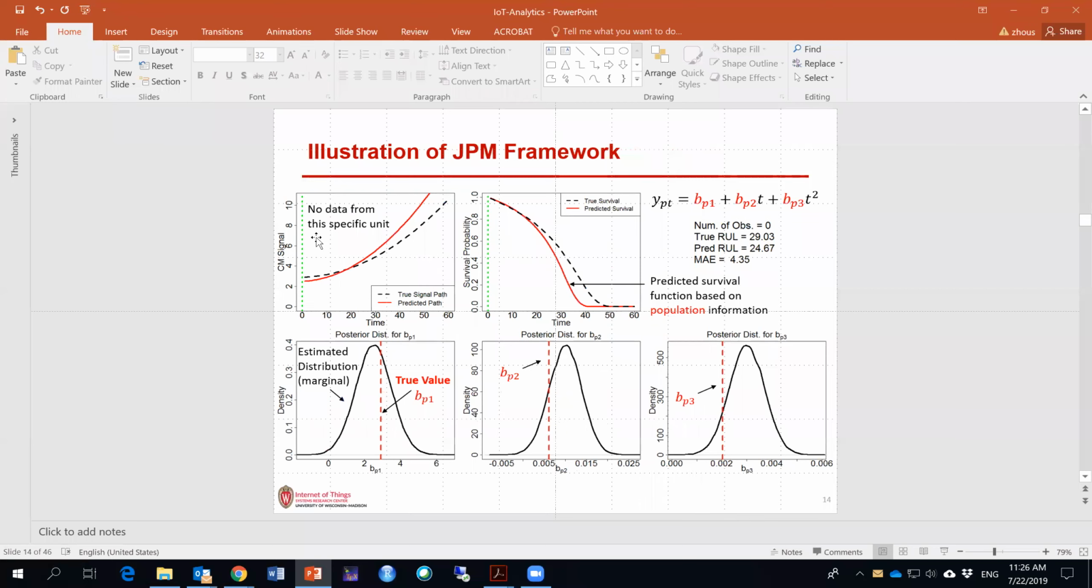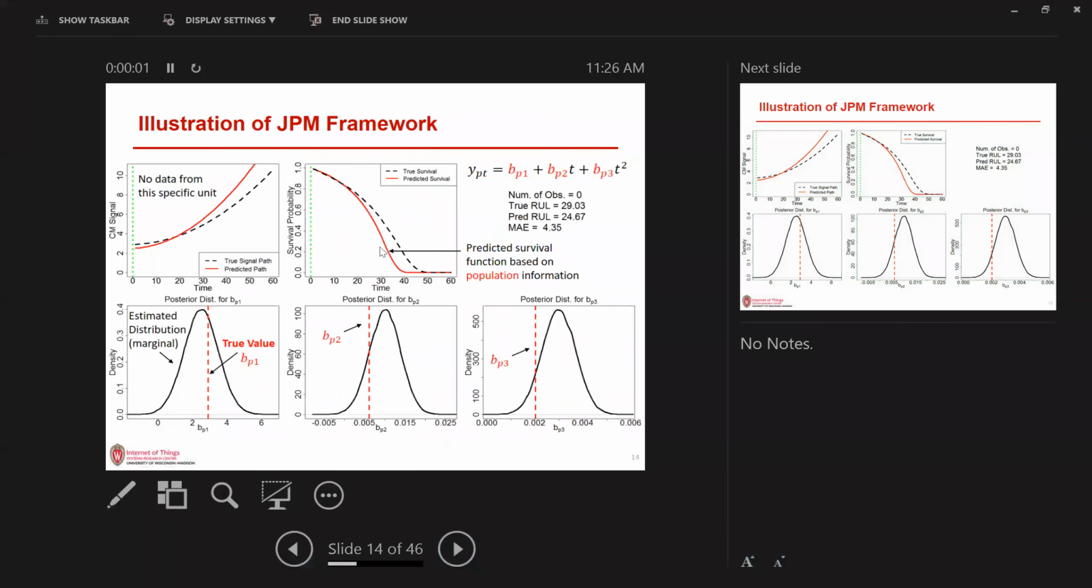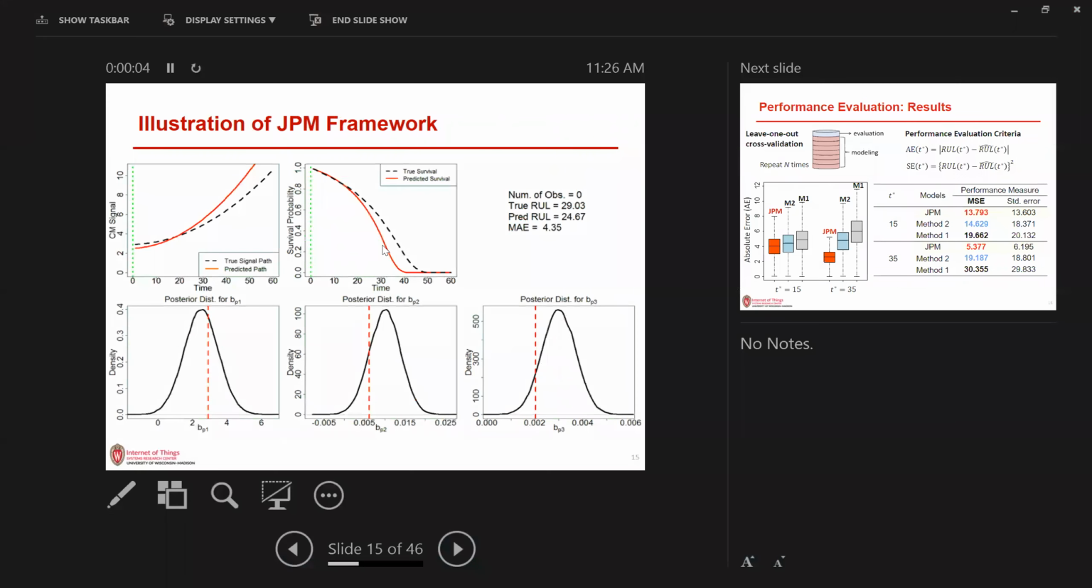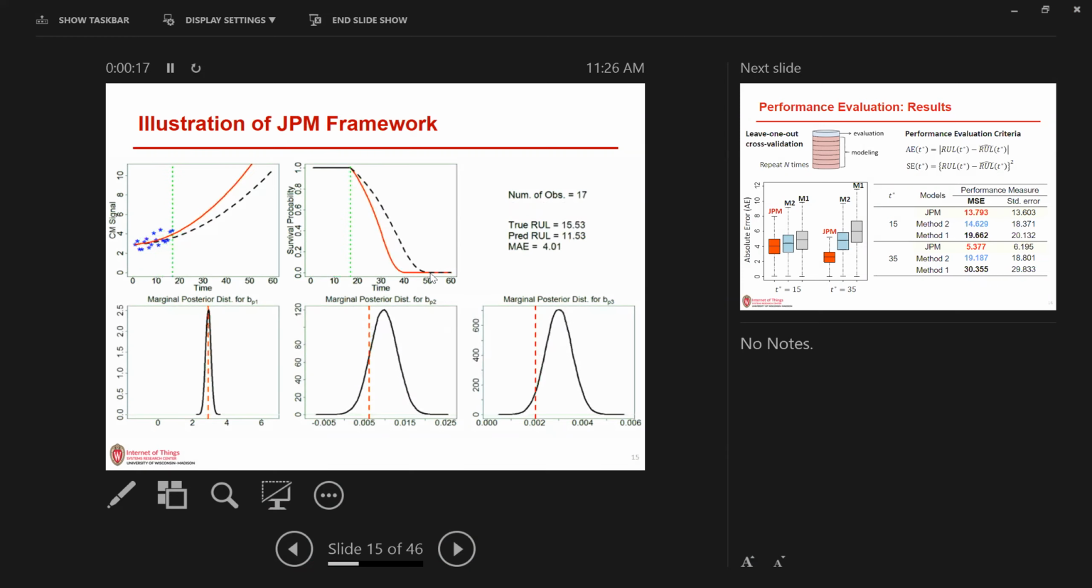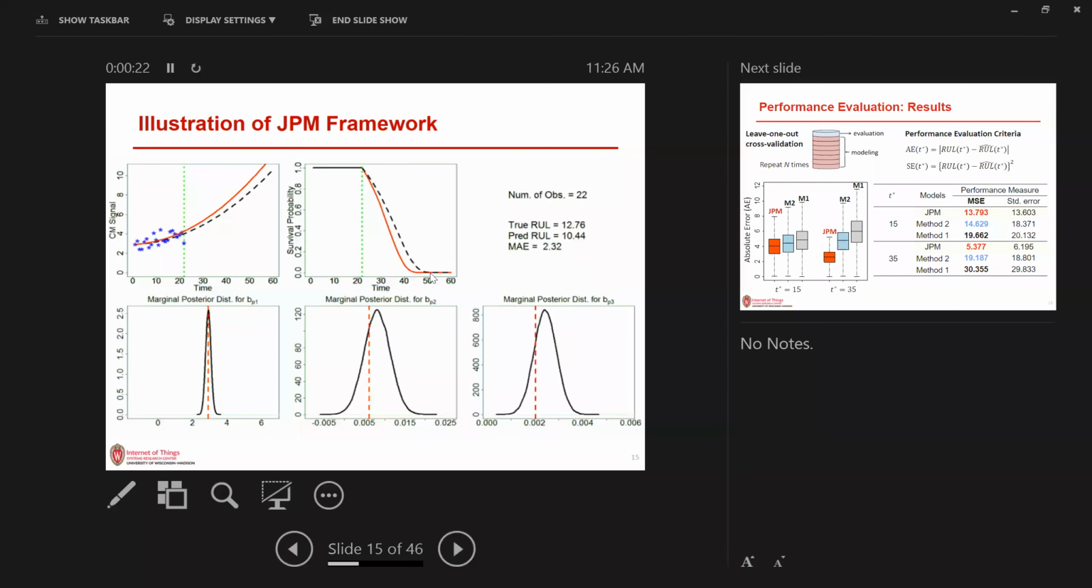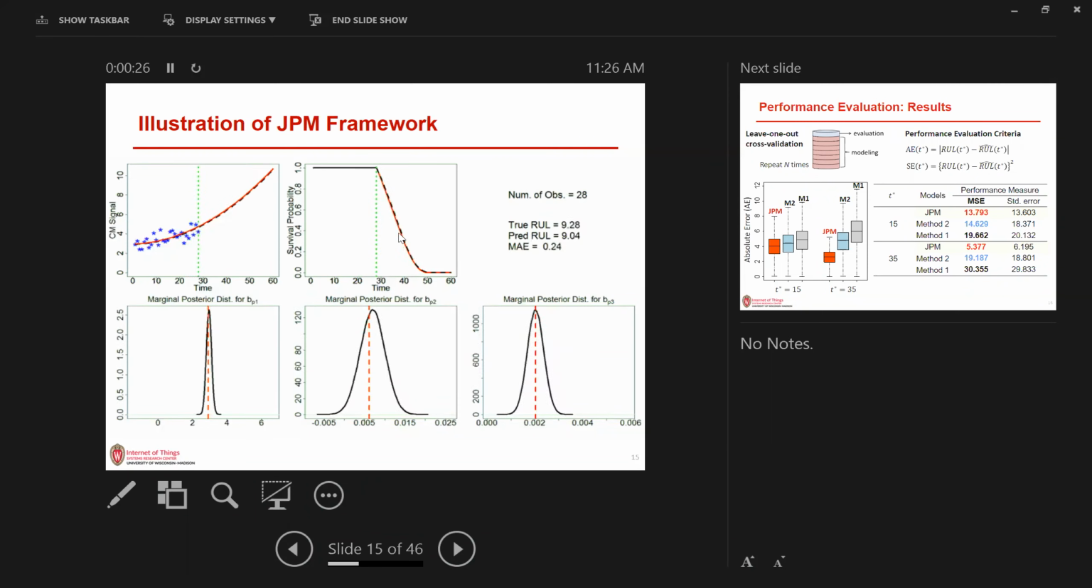And this slide shows the behavior of this model. Essentially, the red line is the predicted degradation signal. The red line here is the predicted survival function of the critical failure events. Essentially, it gives us the probability that the system will survive beyond this time.